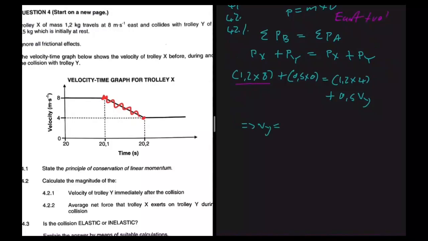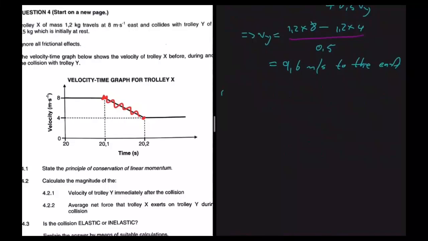we have this 1.2 multiplied by 8 there, and then this, because we're multiplying by 0, is gonna fall apart, right? And then minus this here, which is just 1.2 multiplied by 4, and then everything divided by the coefficient of Vy, which is 0.5. So if we put that in our calculators, we shall get Vy is equals to 9.6, right? We take direction to the east as positive, so this will be 9.6 meters per second to the east, right? To the east.